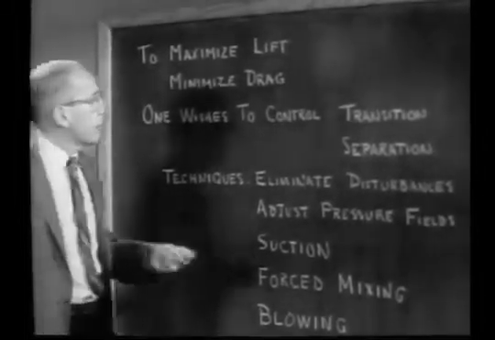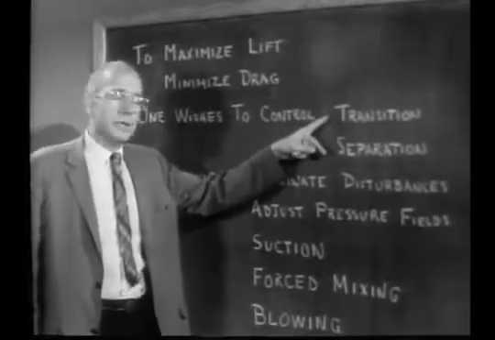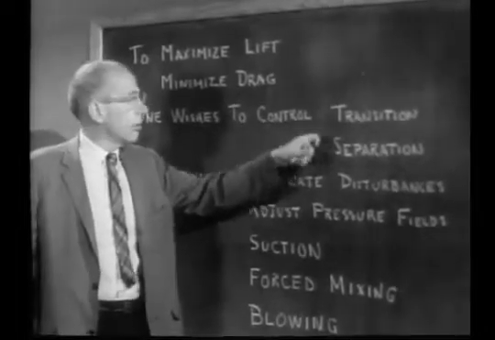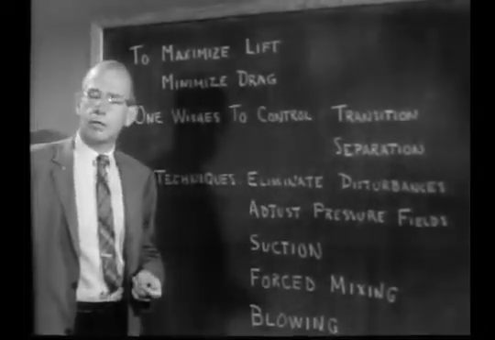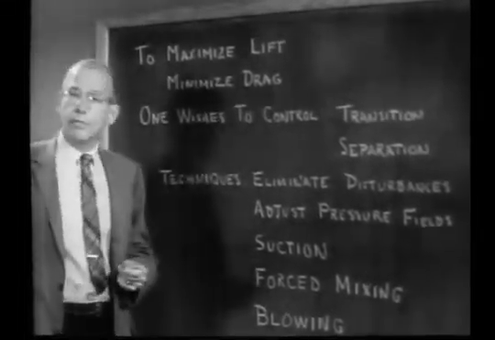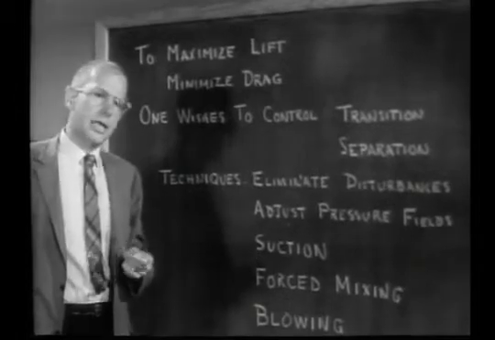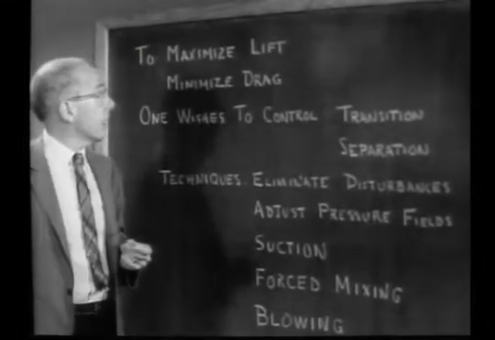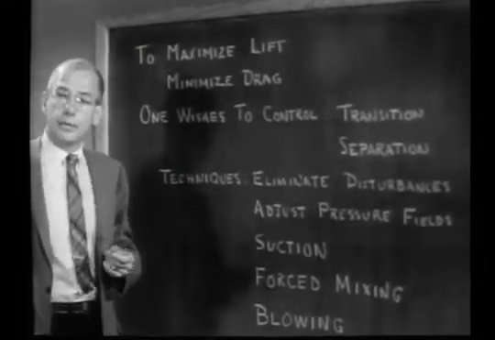The two things that we want to control are transition and separation. We'll look first at the factors affecting the transition. One of the ways of reducing the skin friction drag is to maintain as much of the boundary layer as possible in the laminar state. Transition to turbulence occurs because the laminar boundary layer becomes unstable to some type of disturbance.